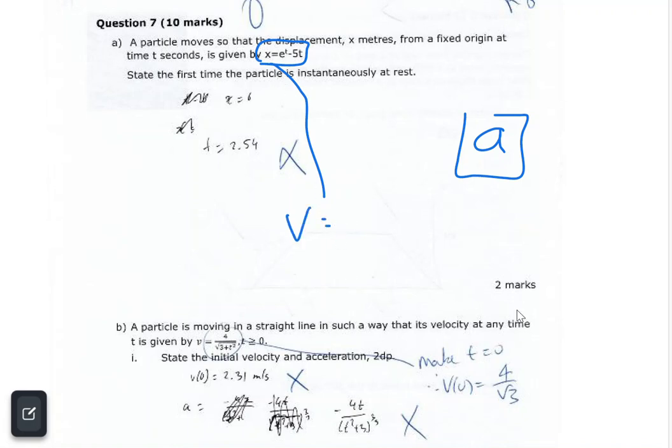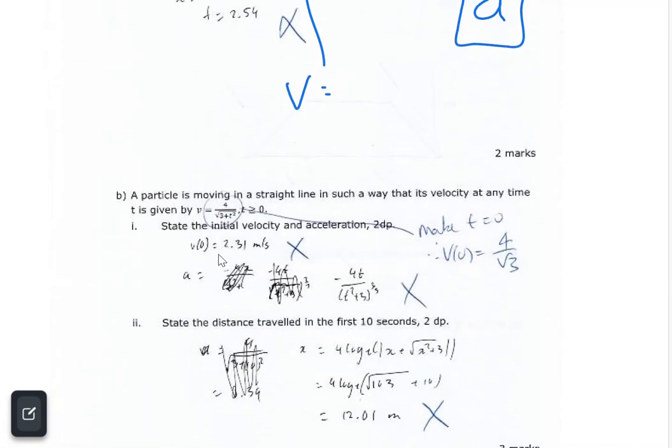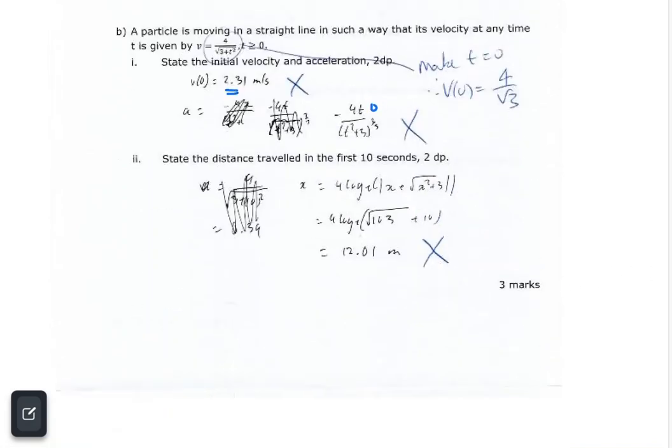So take the derivative. In this one here, I don't know how you got 2.31, because if you make t 0, you get 4 on root 3, and the acceleration, if you make t 0, gives you an acceleration of 0. To the next one, we needed to integrate this from 0 to 10, because this is the velocity. The area under the velocity curve will give you distance.